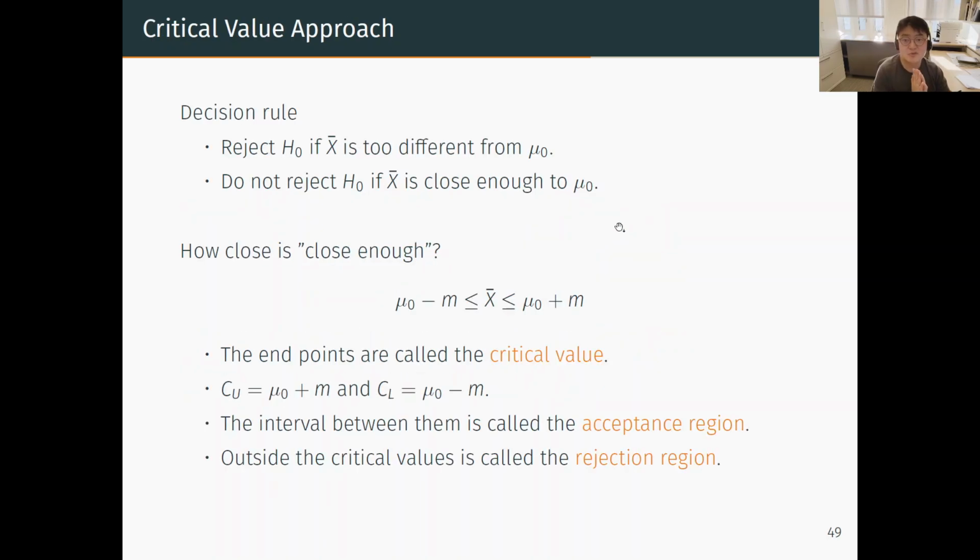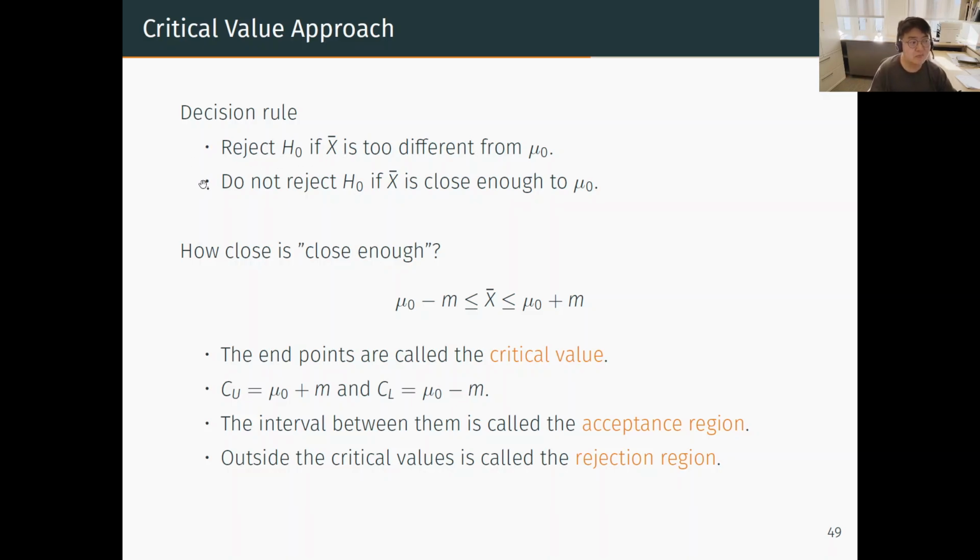Finally, the third approach is the critical value approach. Here, I do not do any calculation. I just calculate the sample average. I don't even calculate the t-statistic. I am going to make the decision directly based on the sample average.